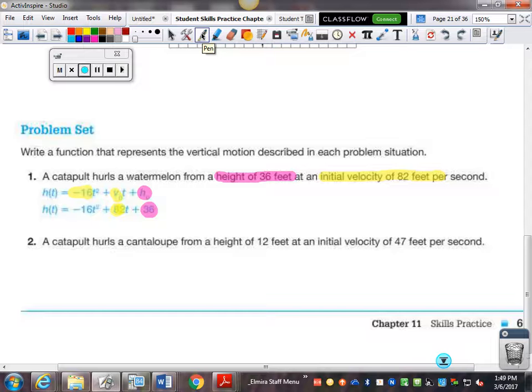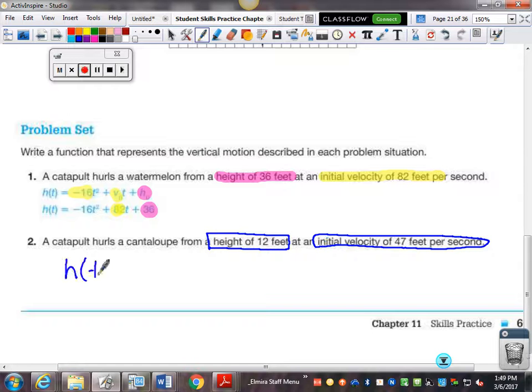A catapult hurls a cantaloupe from a height of 12 feet and an initial velocity of 47 feet per second. So we're just writing a quadratic. You can use f of x if you want, but we're going to use h of t, height as compared to time.